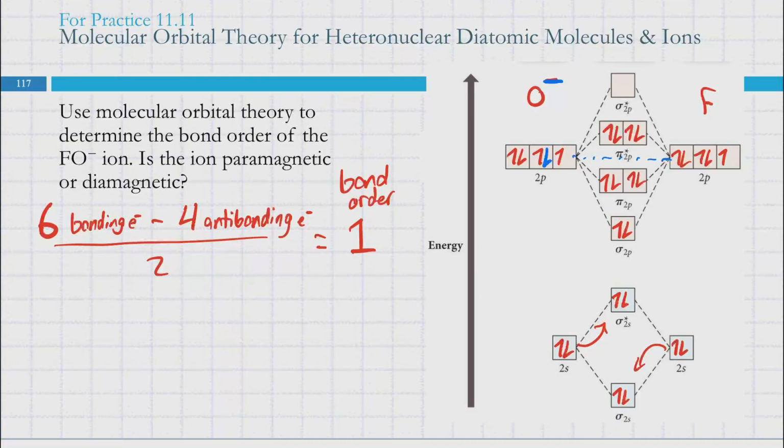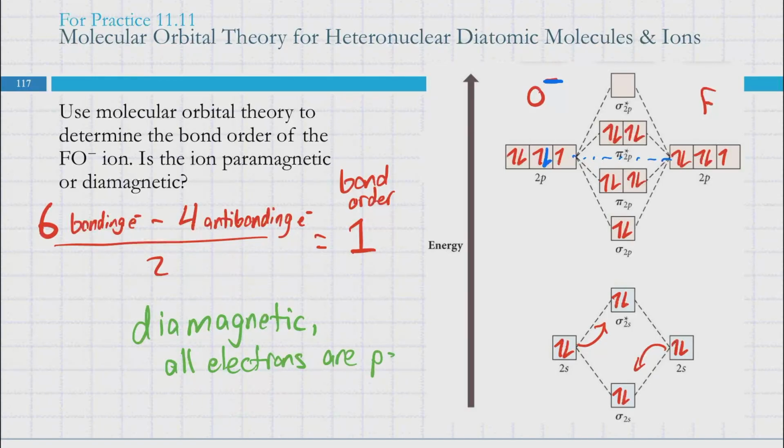Is this ion paramagnetic or diamagnetic? Yeah, it's diamagnetic. Why? Because they're all paired. Yes, they're all paired. Questions?